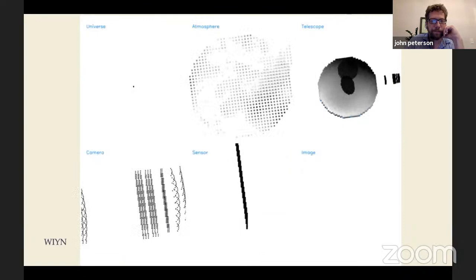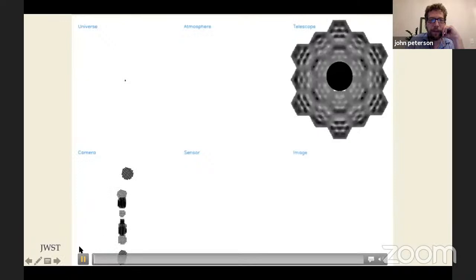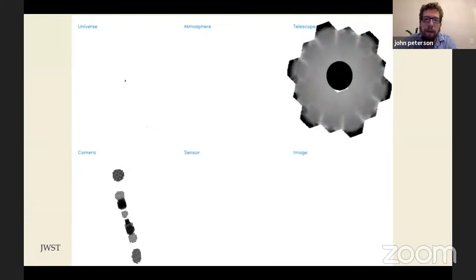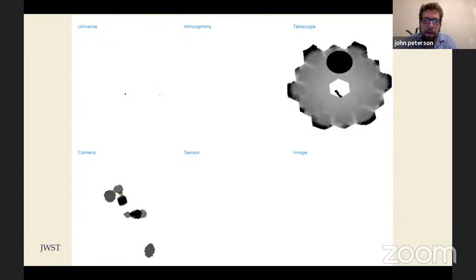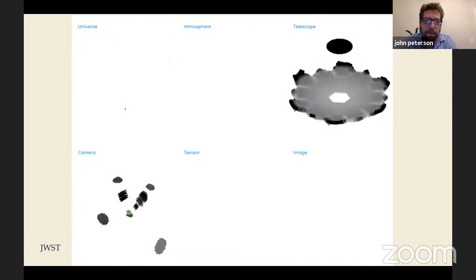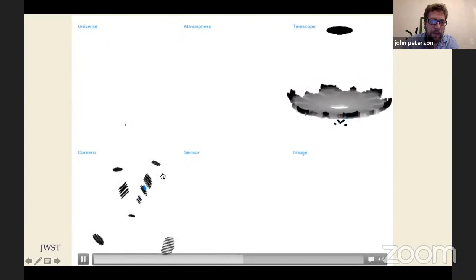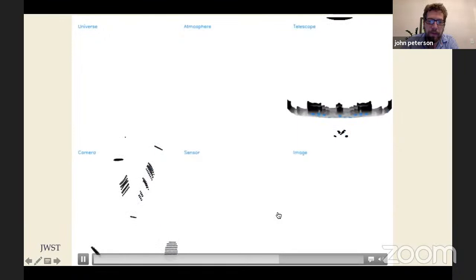Here's a third example. This is the JWST telescope. You can see the adjustment of the hexagonal mirrors, as well as the very complicated camera design. This is the NIRCam instrument, where you see the photons going through a bunch of mirrors and lenses and filter wheels, and then photoelectrons being detected. And once they drift, you get the image of the source that way.